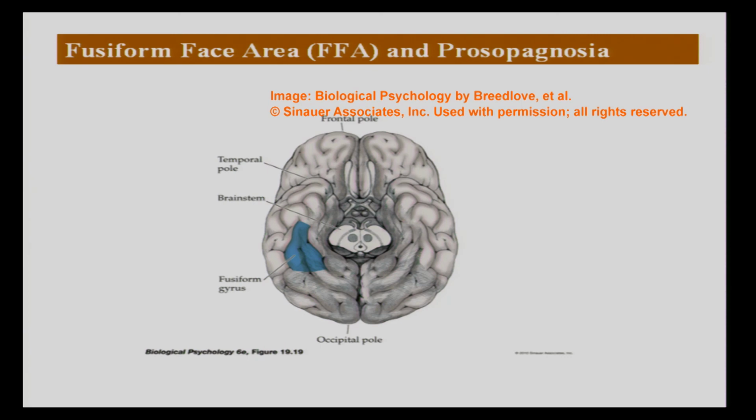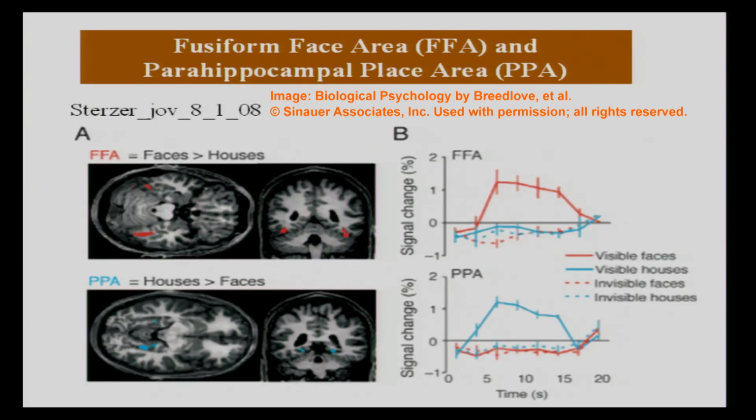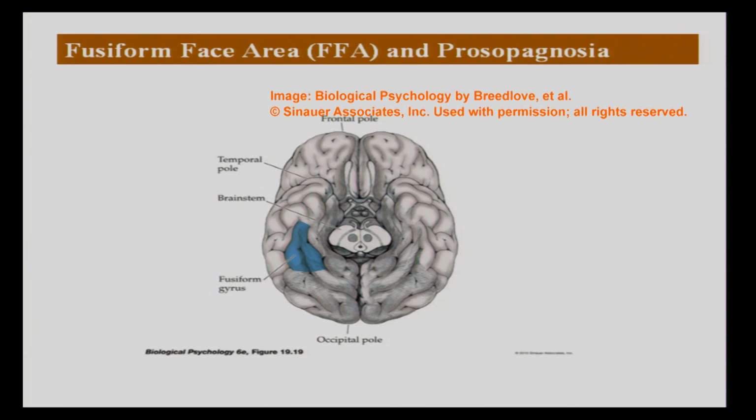Faces, exactly. And so he showed this fMRI study where you get a higher activation for visible faces here than visible houses, and then another area, the parahippocampal place area, that is selectively active to houses and not responsive to faces. So a specific area is important for this thing that's so ethologically significant, being able to recognize different faces.